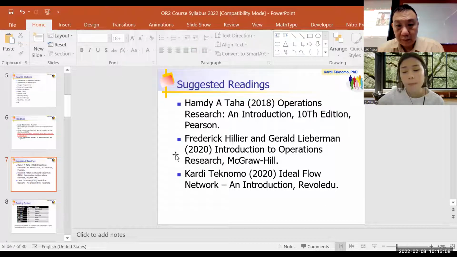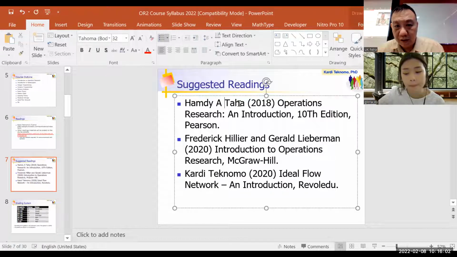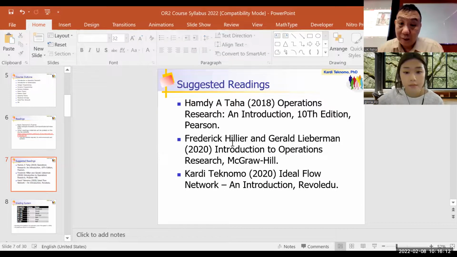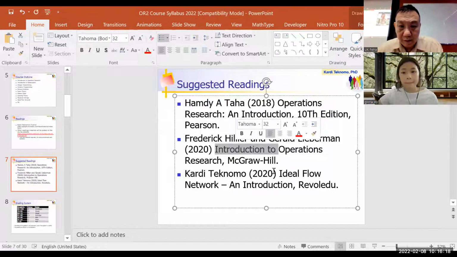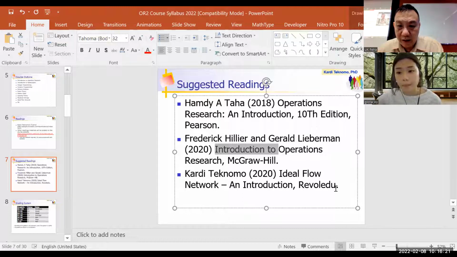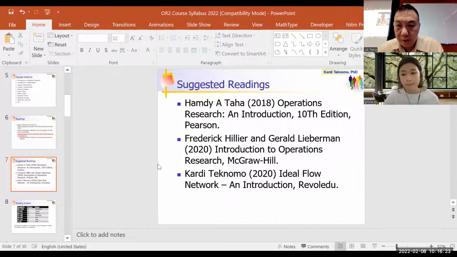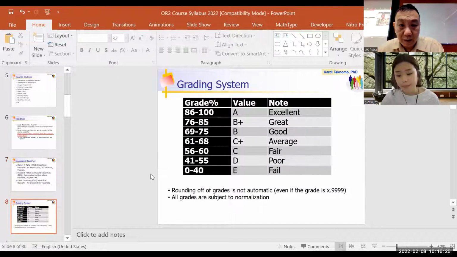Okay. So the main book is Taha. Okay. And then Hillier and Lieberman is also another book, especially for the integer programming and then queuing theory. Yeah, it's very good. Okay, and then for the IFN, I can include also my book here. So those are the grading system is the usual. I think you already know.